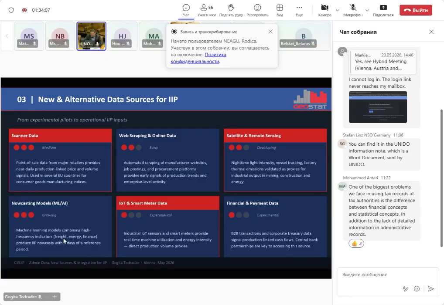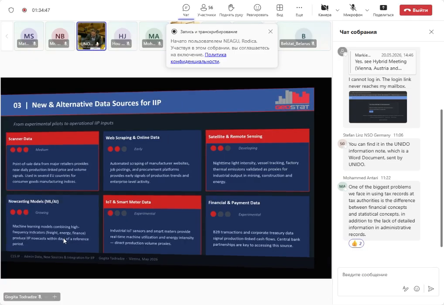Machine learning based nowcasting models, which combine high frequency signals like freight, energy, financial settlements, are growing in operational use. The readiness indicators on this slide illustrate these sources are at very different stages of maturity. A key contribution of the IIP revision should be a clear maturity assessment and the protocol for moving from experimental use to official statistics production.